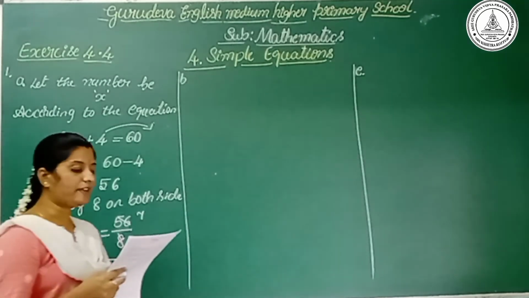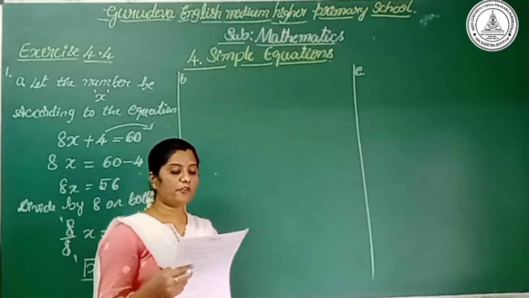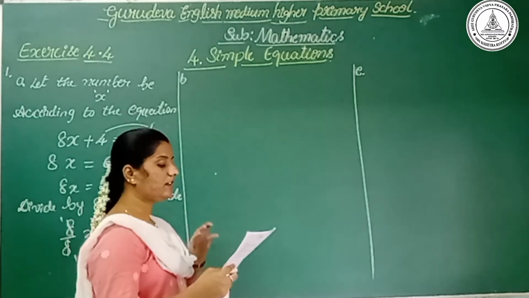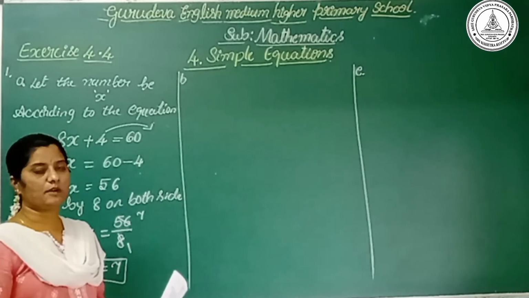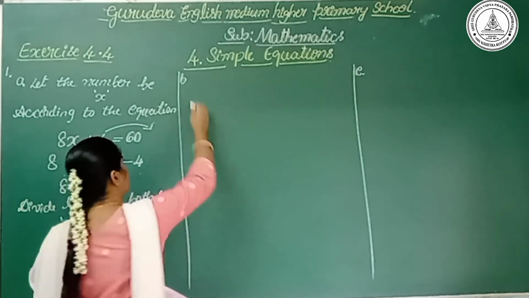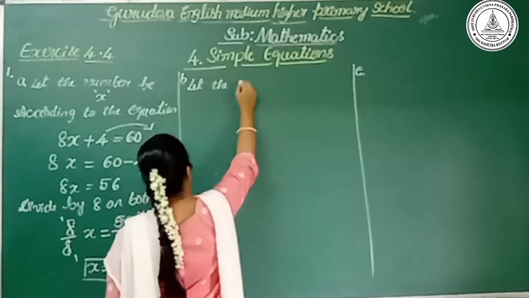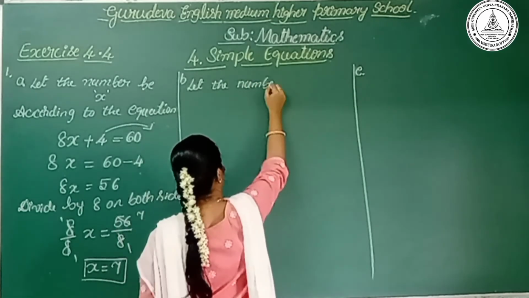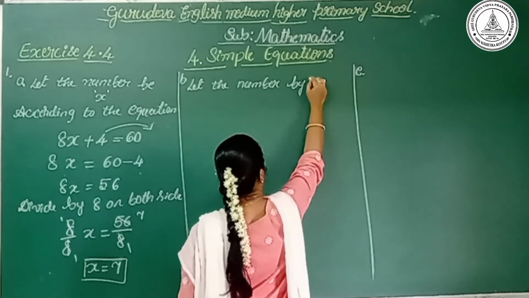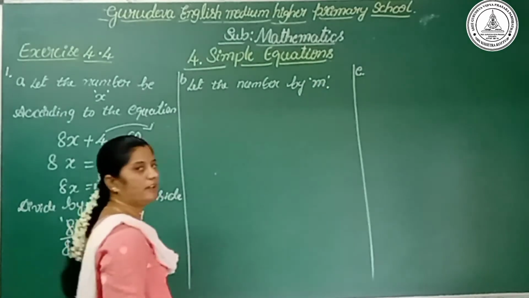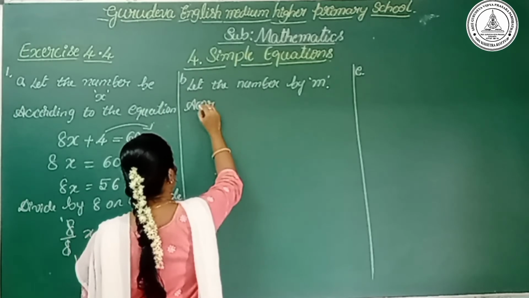So 1/4 of a number minus 4 gives 3. So 1/4 of a number. So here a number means we don't know that number. So what we have to do? Just we have to take it as a variable. So write down here, let the number be m. Okay. Then according to the equation, what we will get?